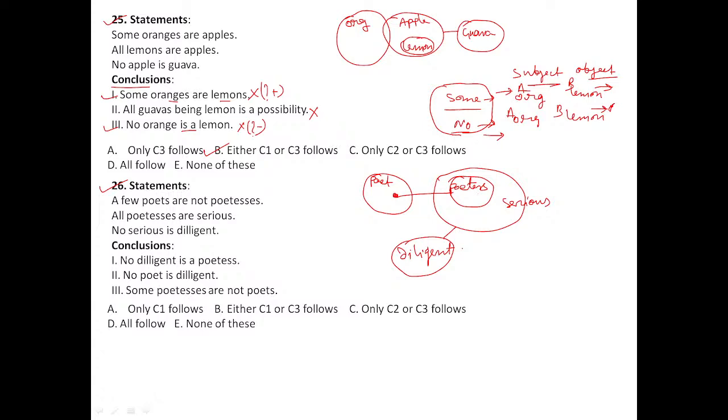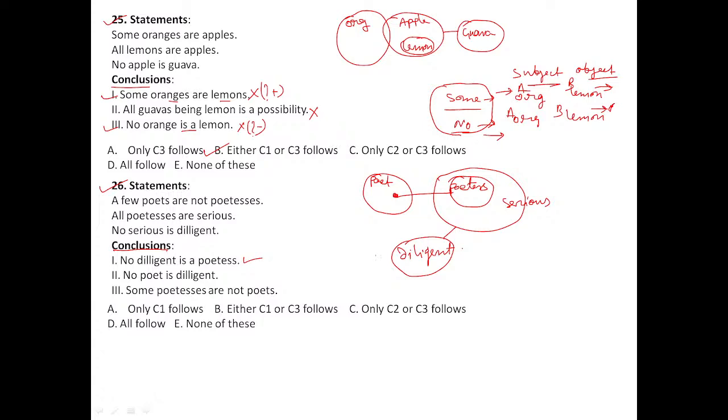Now coming to the conclusion part. No diligent is a poetess. Yes, it is quite confirmed that all poetess are within the serious boundary. That means this serious circle, and within this, all poetess are within this serious circle. And it is saying also that no serious is diligent. So no diligent is poetess is also correct.